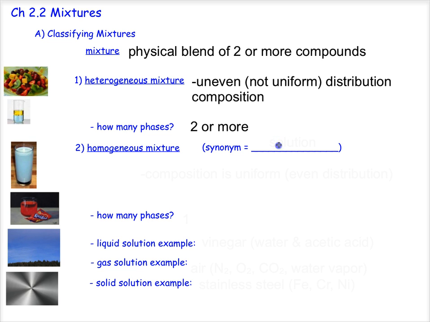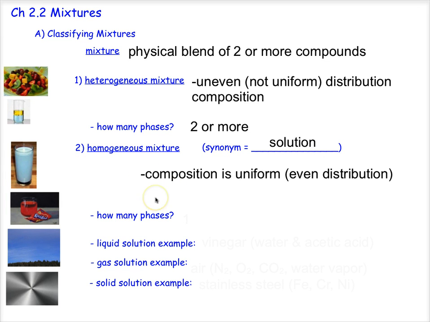A homogeneous mixture in chemistry, a synonym for this is a solution. If we are talking about a solution, we are talking about a homogeneous mixture. A solution is when you start with water and you add stuff to it, and the stuff that gets added to the water gets dissolved. Okay, so a solution is a homogeneous mixture. The composition is uniform, it looks even, and in fact it looks like there's only one phase. It looks like there's only one thing. You can't see all the things that are in that solution.